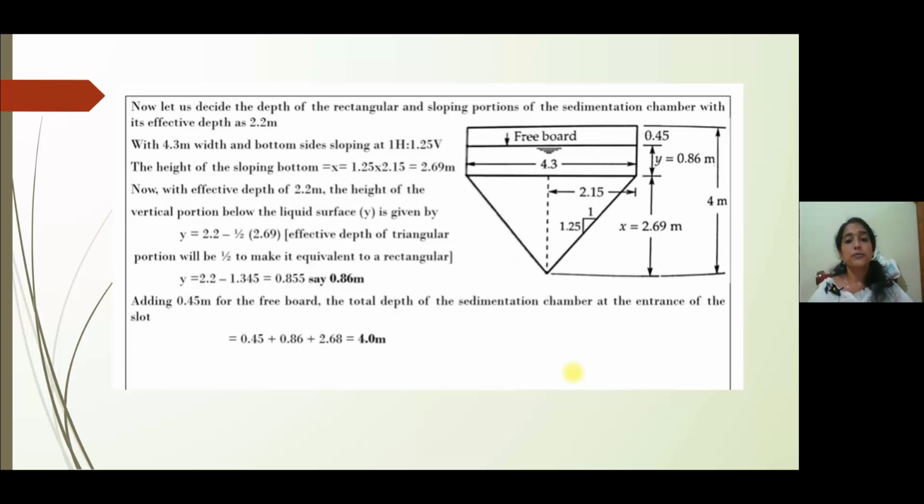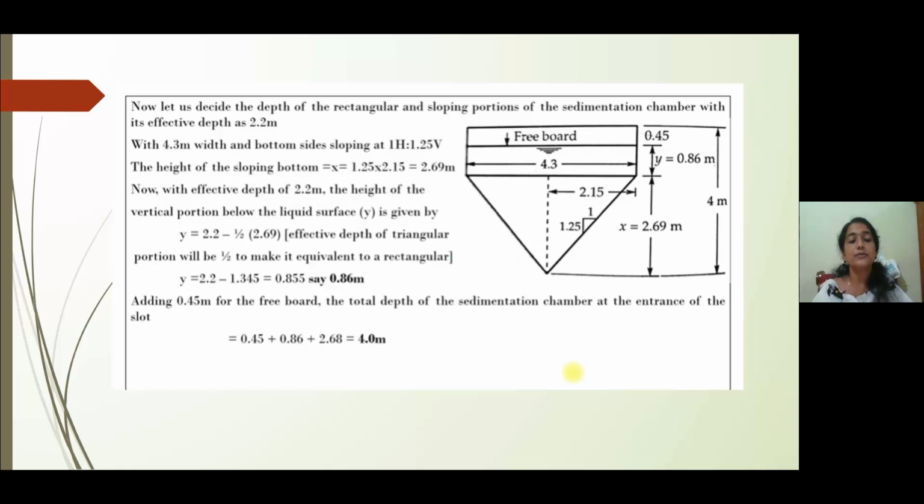Then the depth of the rectangular portion of the sedimentation chamber, and the sloping portion as shown in the figure, with an effective depth of 2.2 meter that we already assumed, with 4.3 meter width and bottom side slopes of 1 horizontal to 1.25 vertical, that we already learned from the design criteria and the figure and the sectional view of the Imhoff tank shown in the previous slides.